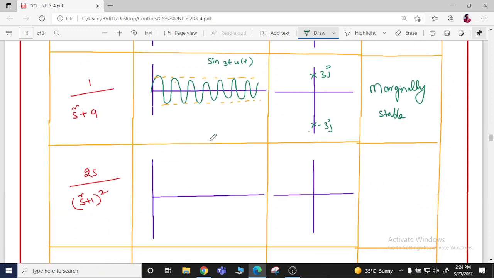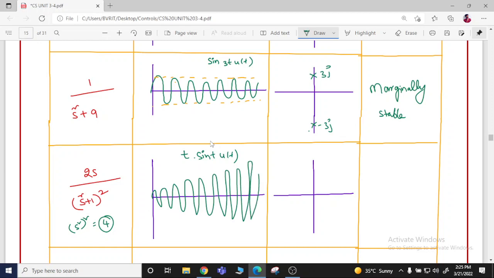And coming to this 2s by (s square plus 1) whole square, there are complete 4 roots available. So (s square plus 1) whole square, that means 4 roots are available. And here the impulse response of this one is t into sine t u of t. As we are having a square here, we will get t in front of this, and s square plus 1 is a sine function. So this is t into sine t u of t, an exponentially growing sine wave like this.